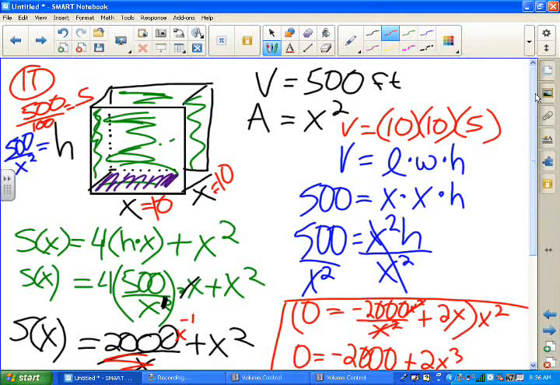Plug that back in. 10 times 10 times 5 does in fact equal 500. And that's how you find the minimum surface area of a box that has a volume of 500 cubic feet.